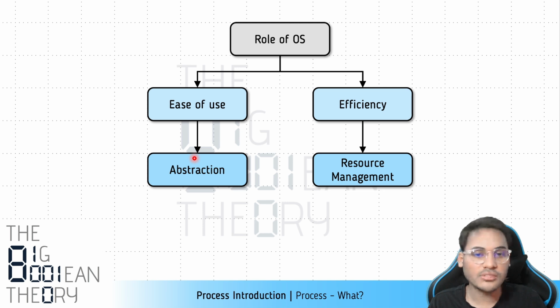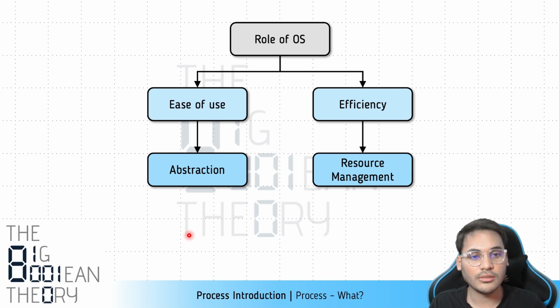And as we already know, the abstraction that the operating system provides in the context of CPU is the process, which is the topic of this video, right? There are other abstractions also. For memory, the operating system provides the abstraction of an address space. For IO devices, there are device drivers. For storage devices, there are files and directories. So all of these are abstractions, right?